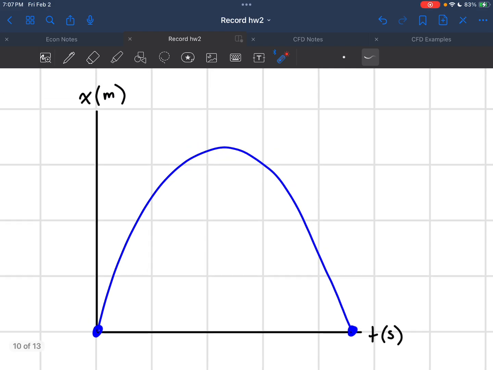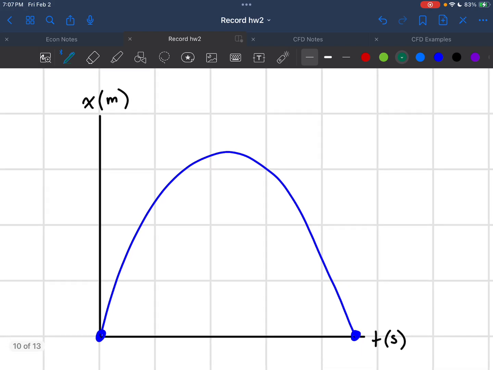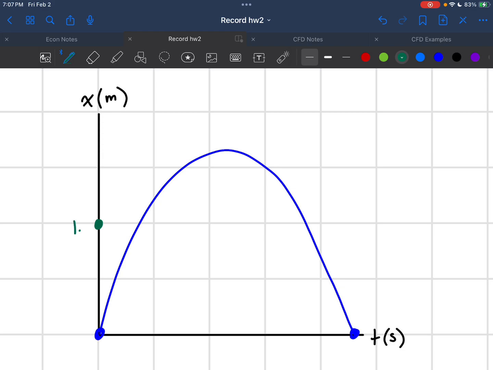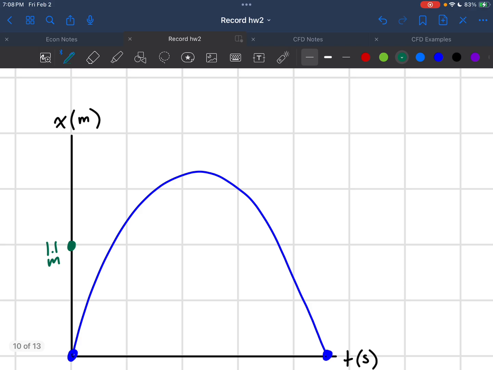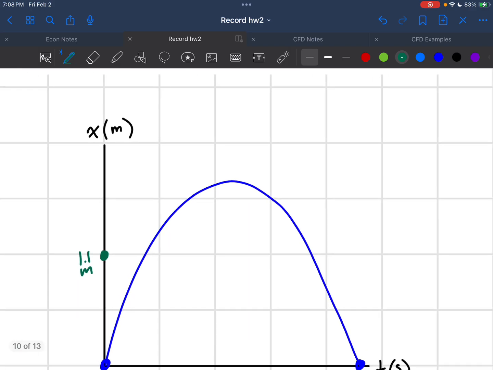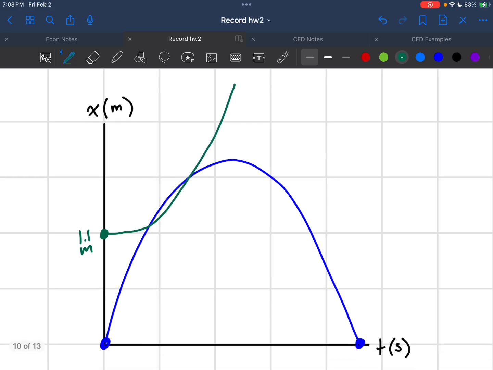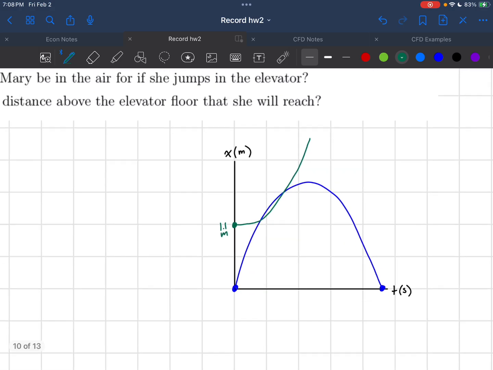Then I'm going to sketch my graph of the elevator button. So the elevator button starts 1.1 meters above where Mary starts. So if we say Mary starts at 0, the elevator button starts at 1.1. And the initial velocity of the elevator is 0. So it'll start kind of horizontal, with a horizontal tangent line, but it'll be accelerating upwards. So it'll look something like that. It'll be an upwards facing parabola.